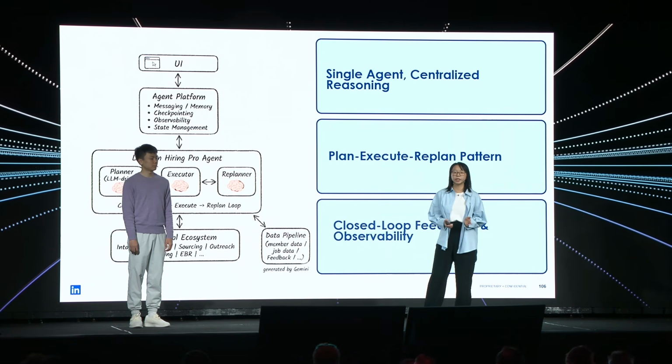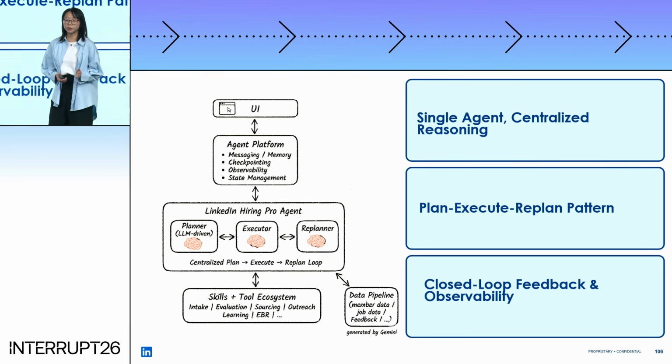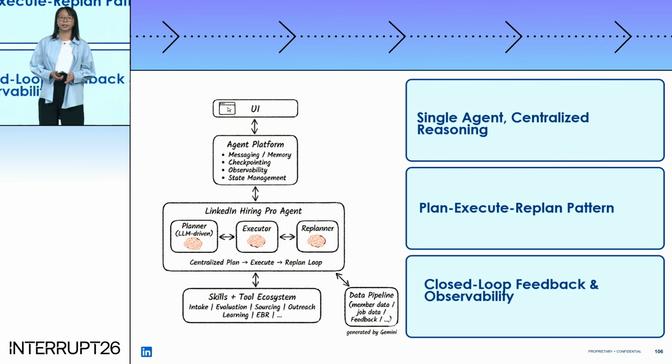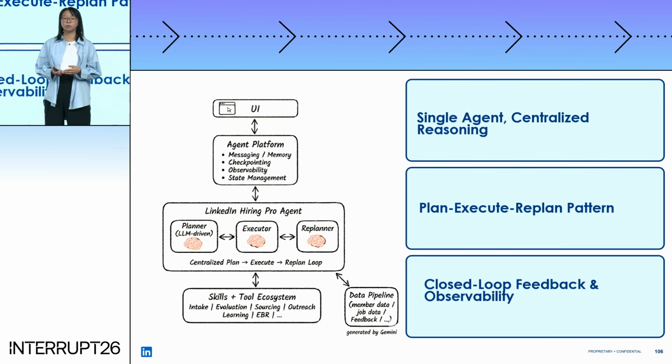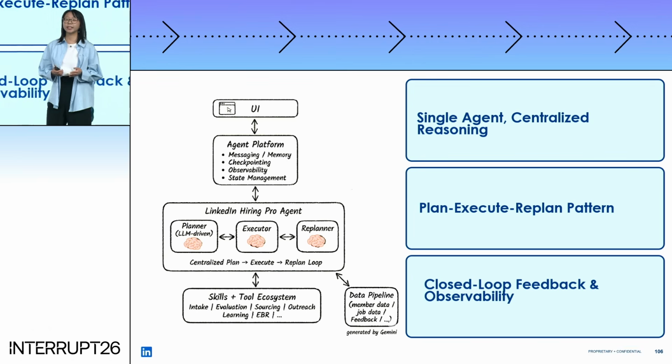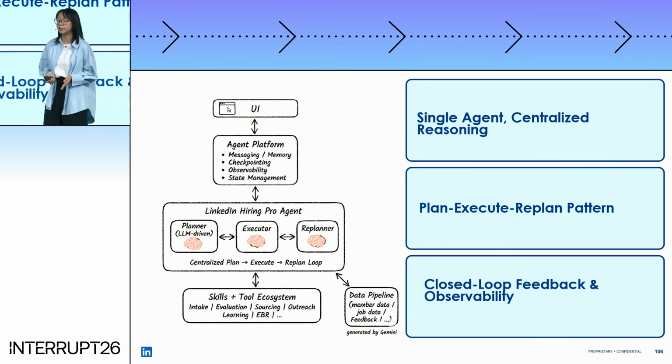Our design has 3 key points. First, we use a single agent with centralized reasoning. Instead of the rigid and chained process, now we have one core LLM-powered planner that's responsible for all the high-level decision-making. This main brain makes sure there's coherence and allows complex and multi-step problem solving. Next, our entire workflow operates on a plan-execute-replan pattern. And this is the dynamic core of LangGraph.